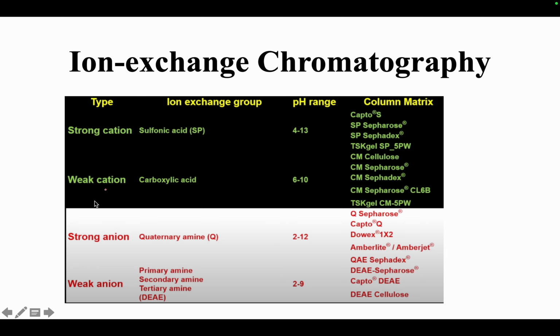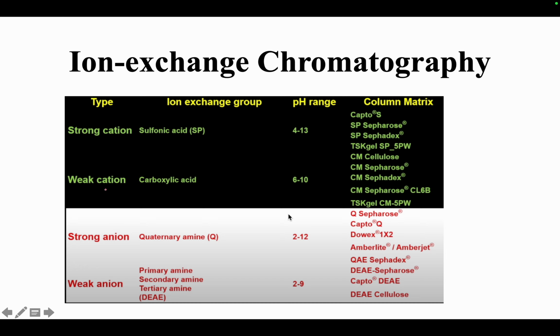Then we have different types. We could either use a strong cation exchanger, that is the sulfonic acid group which is present in this strong one, and these are the different examples: SP Sepharose, where SP stands for sulfonic acid, SP Sephadex, CM cellulose, and CM Sepharose. Or we can use a weak cation exchanger, which is carboxylic acid. So these are the examples of the weak cations, and there are different pH ranges given.